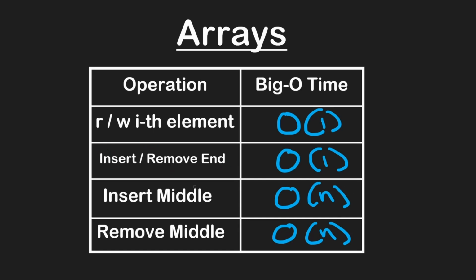The downside though is inserting into the middle or removing from the middle is still going to be a big O of n time operation, because we're going to have to shift every value over. And there's no amortization for this. In the worst case, this is always a big O of n time operation. So now that we understand dynamic arrays, the next thing for us to do is understand how we can use them.